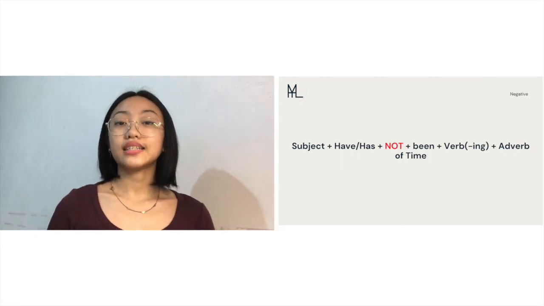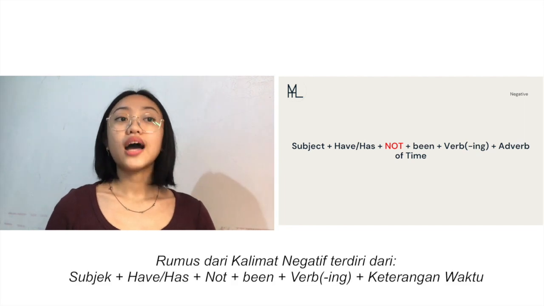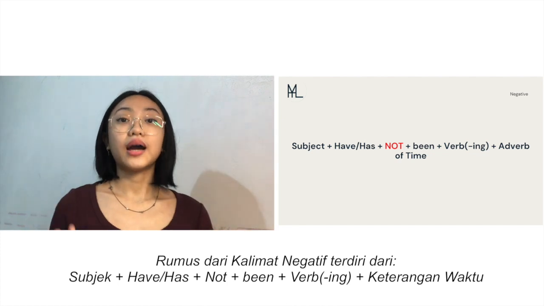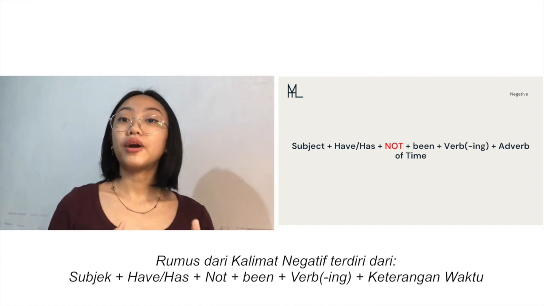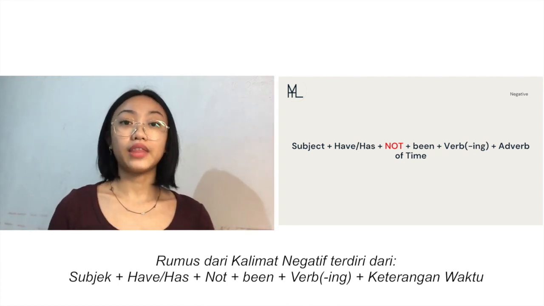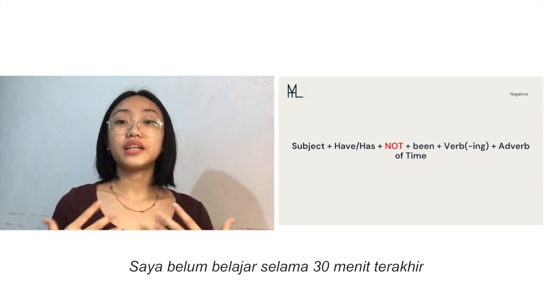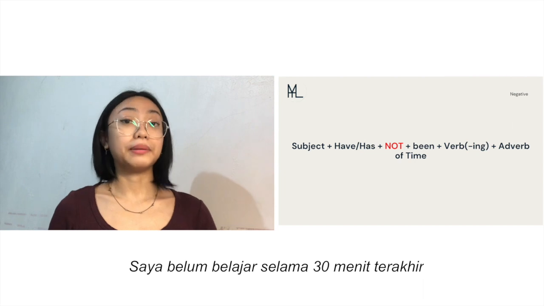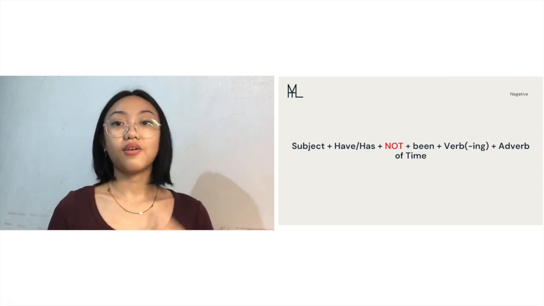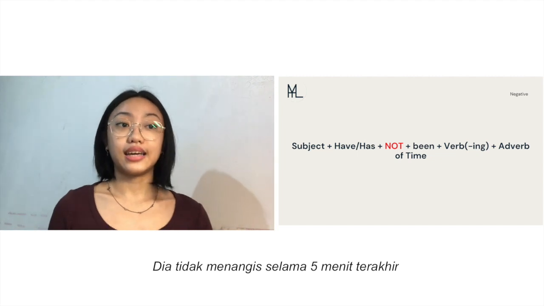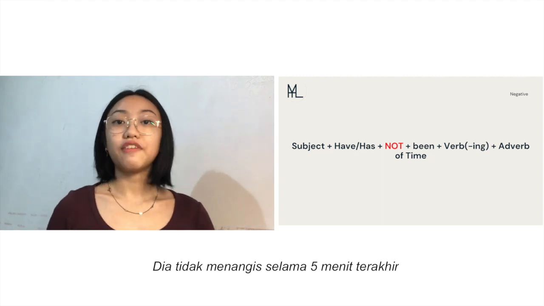The next one is the negative formula. So, subject plus have or has not plus been plus verb ing plus adverb of time. For example, I have not been studying for the past 30 minutes. Or, she has not been crying for the last 5 minutes.